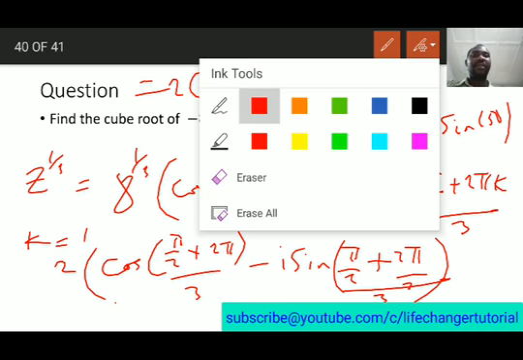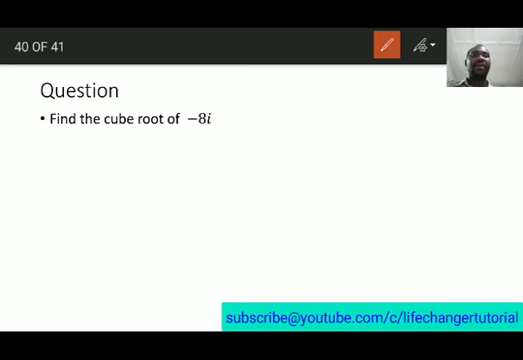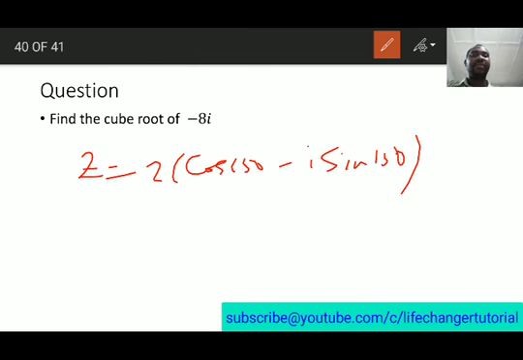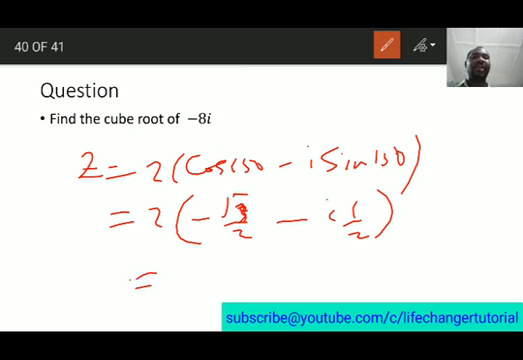So you can use your calculator now. Let me rewrite that. We got z to be equal to 2 into cos 150 degrees minus I sine 150 degrees. So what is cos 150? Cos 150 is going to give us minus root 3 over 2. The minus sine 150 is going to give us 1 over 2, so I times 1 over 2. So if I open the bracket, what will I get? Minus root 3 minus I. This is the second root.